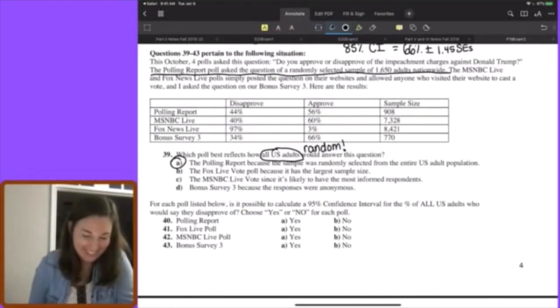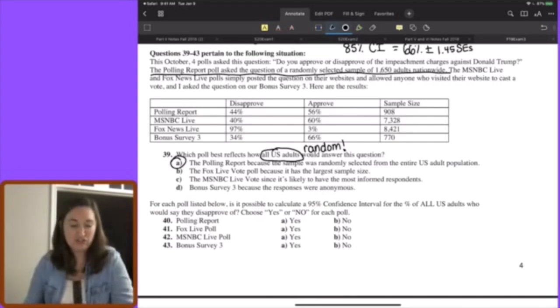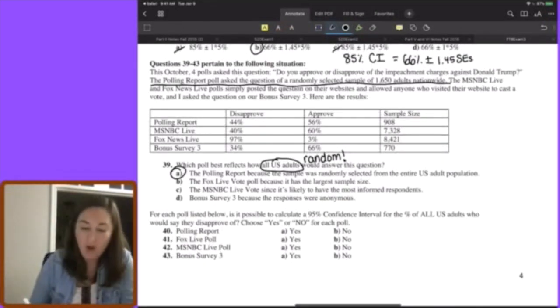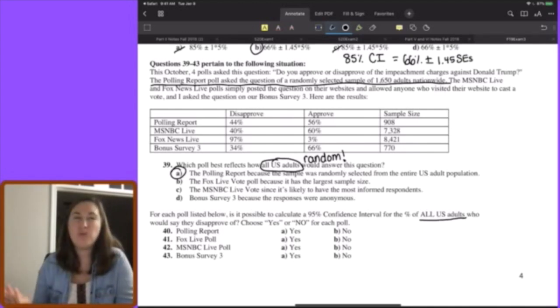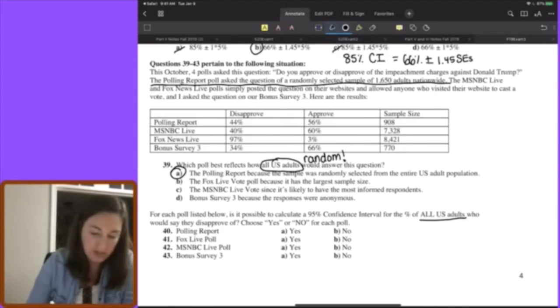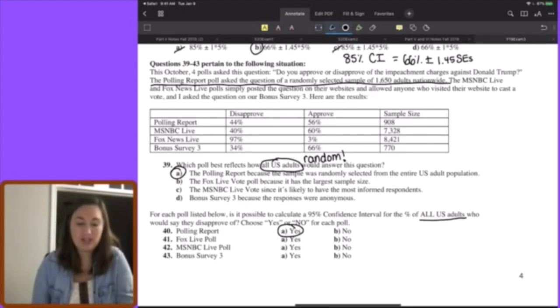Not too bad, right? For each poll listed below, is it possible to calculate a 95% confidence interval for the percent of all U.S. adults who would say yes to Donald Trump's impeachment charges? So circle yes or no. Polling report asks adults nationwide. That's the same thing as all U.S. adults. So I'm going to say yes because it's random and we're talking about the same population.